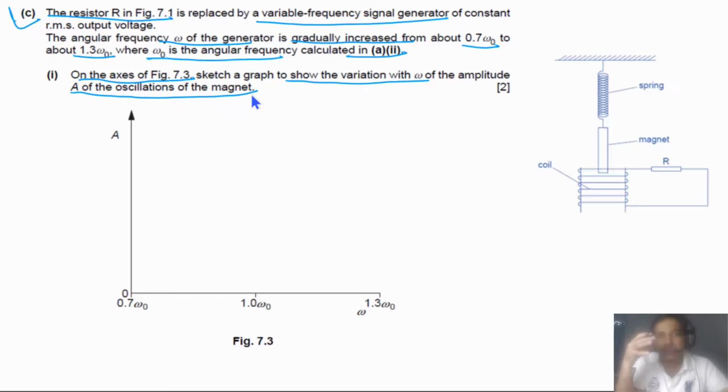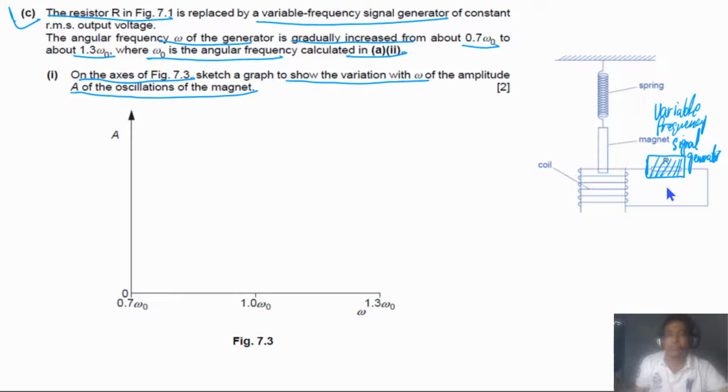A beautiful question about resonance. First of all, it is given that this resistor is now replaced by a signal generator. So here we now have a variable frequency signal generator, which I can mark here, meaning the frequency we can change.